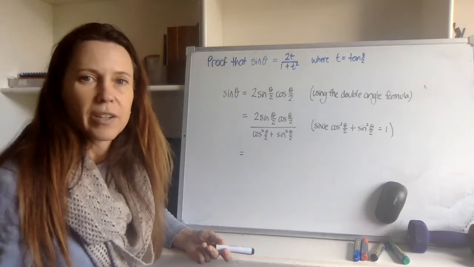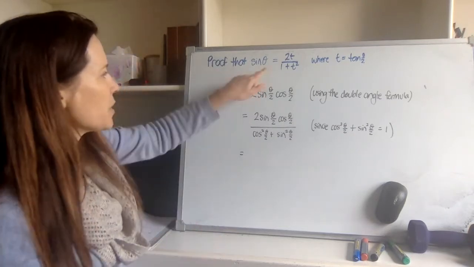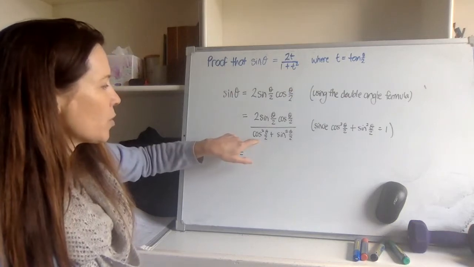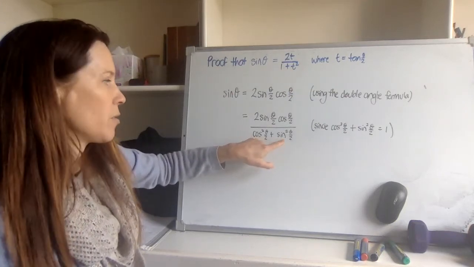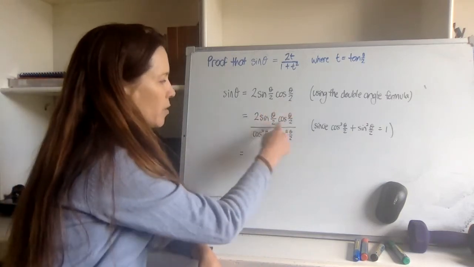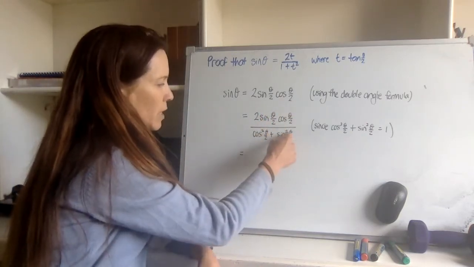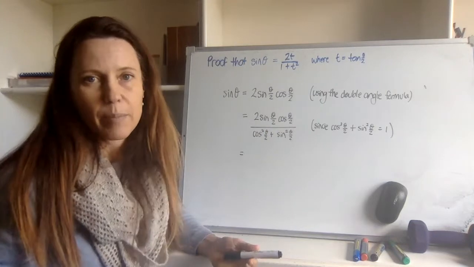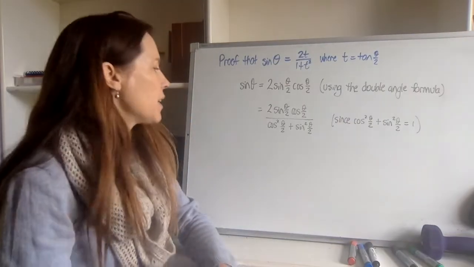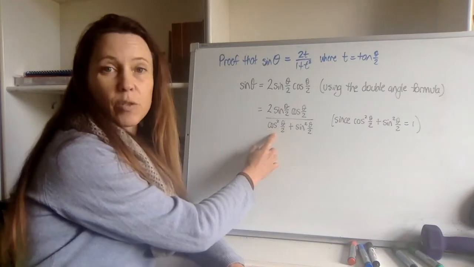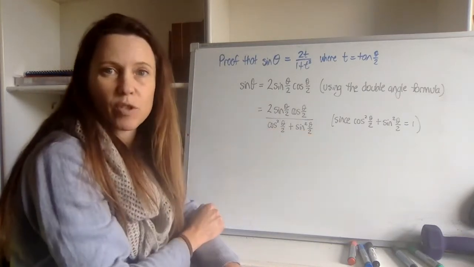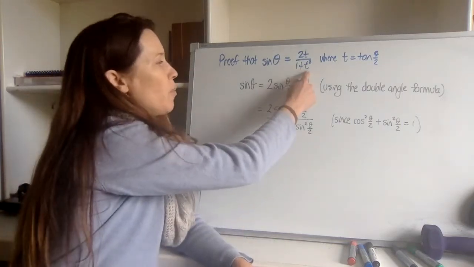Now, what are we going to do next? Have a look at your finish line. What does it look like? It's got 1 plus t squared there, and we've got cos squared theta on 2 plus sine squared theta on 2. So clearly we need to divide all 3 terms, because this is 1 term, 2 terms, 3 terms. All 3 terms need to be divided by something so that we get what we want. And the thing we need to divide by is clearly cos squared theta on 2, because that will give us a 1 and a tan squared theta on 2, in other words t squared, on the bottom, which is what we're after.